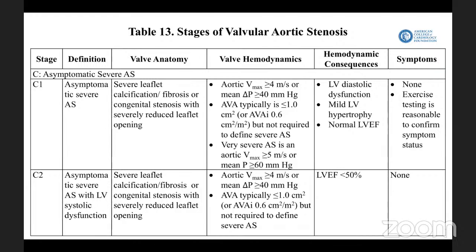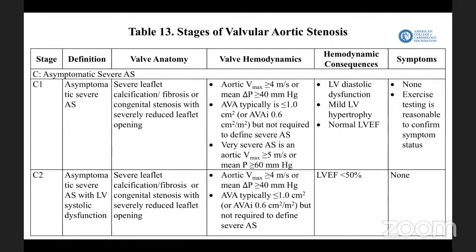C1 and C2. C1 if the patient has normal LV function, and C2 with reduced function. So for stage C1, asymptomatic severe aortic stenosis, the valve anatomy might be with severe leaflet calcification or fibrosis or congenital stenosis with severely reduced leaflet opening.